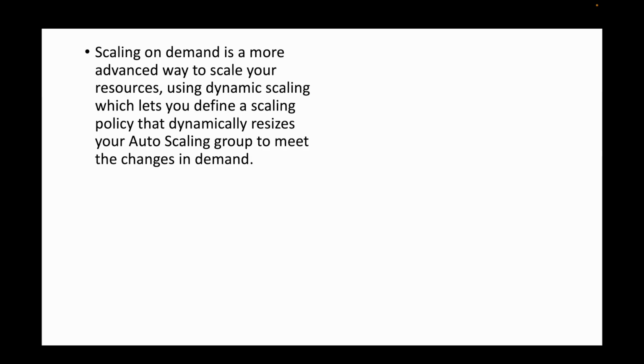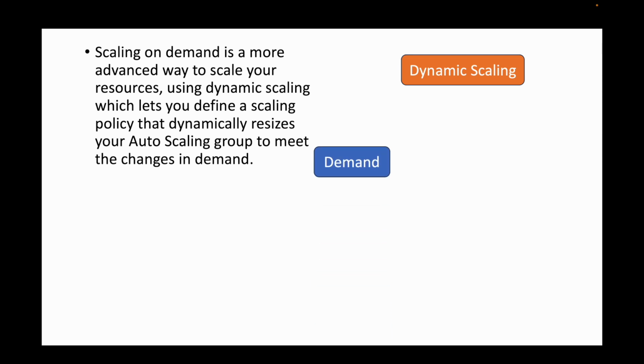So scaling on demand, that's basically another option we have when we talk about your auto scaling group. It's a more advanced way which can be used to dynamically scale your resources. Your auto scaling group will dynamically increase or decrease your capacity based on the demand. The demand, like if the load on the application is high, or the network traffic is high, or the CPU utilization is high, we can ask the auto scaling group to dynamically resize our capacity based on the changes in the demand.